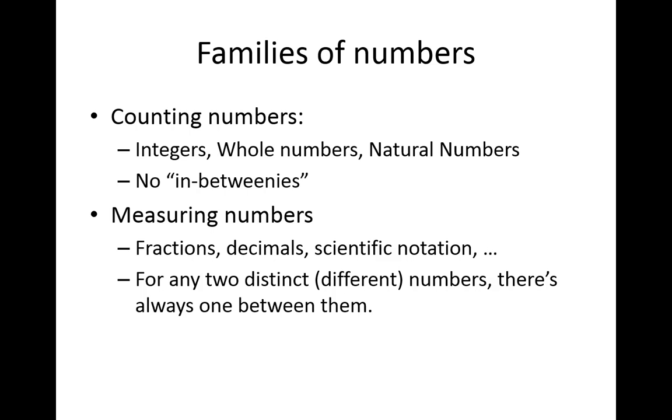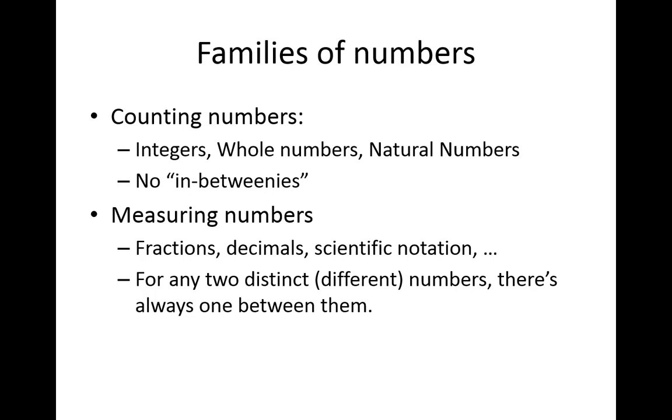Whole numbers are the counting numbers with 0. Natural numbers are 1, 2, 3, 4, etc. The counting numbers. No in-betweenies. Measuring numbers are fractions, decimals, scientific notation. For any two distinct numbers, there's always another such number between them. So for example, with discrete, between 1 and 2, there are no other discrete values. But if you're looking at a measuring number or continuous type number, between 1 and 2 is an infinite number of those kinds of numbers.